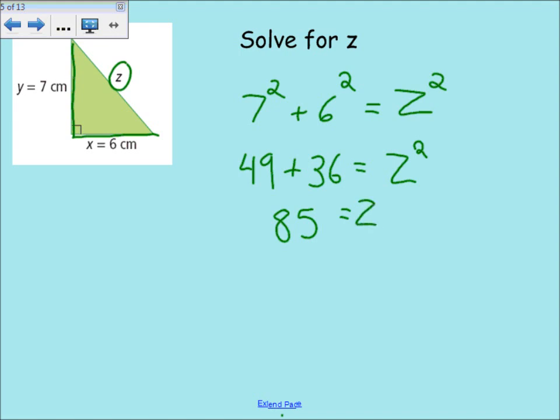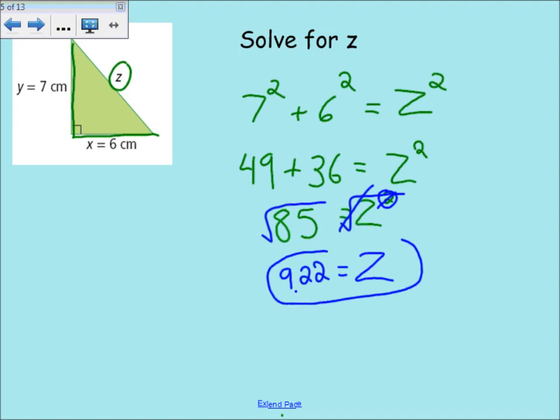85 equals Z squared. So, to get rid of this square right here, we have to square root this side. And whatever we do to this side, we have to do to the other side as well. This crosses that out. We're left with Z equals the square root of 85, which is 9.22 centimeters.